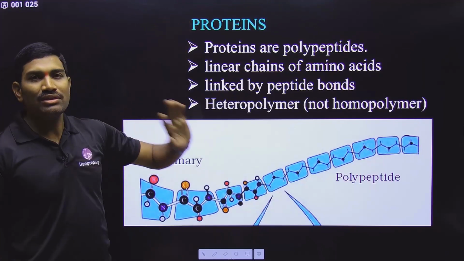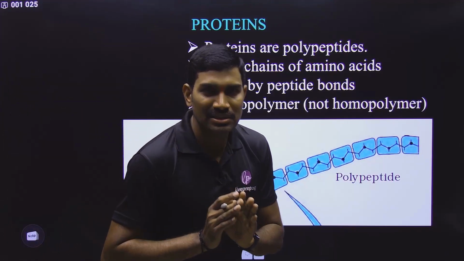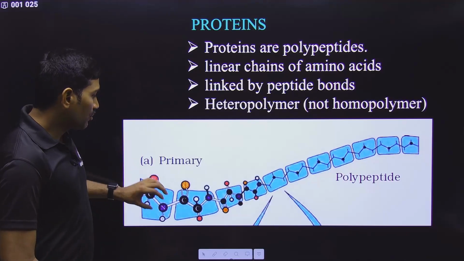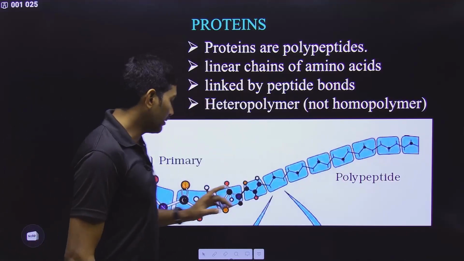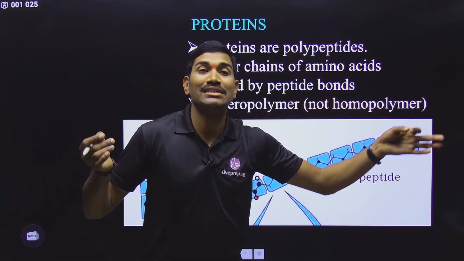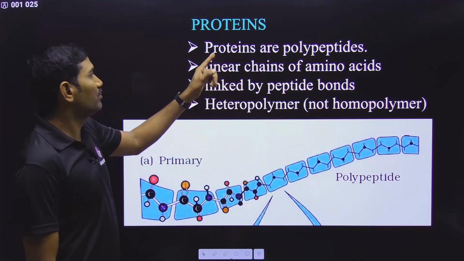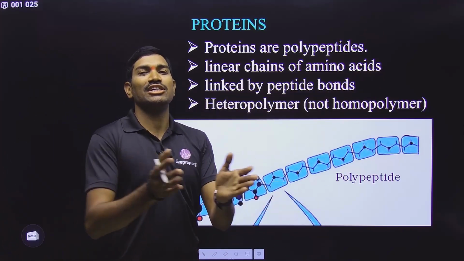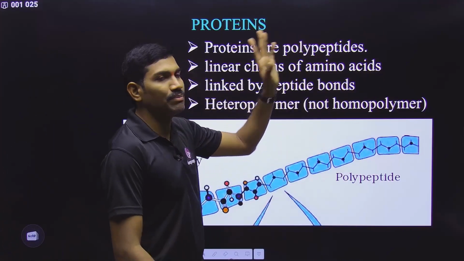Clear? Now with this, the information regarding amino acids is completed. Now we are directly going to the proteins. What are proteins? Proteins are polymers of amino acids. Amino acids attach to each other to make a long polymer called a protein. This is the important point. So proteins are polypeptides. Many amino acids attach to each other, that's why they are called polypeptides.